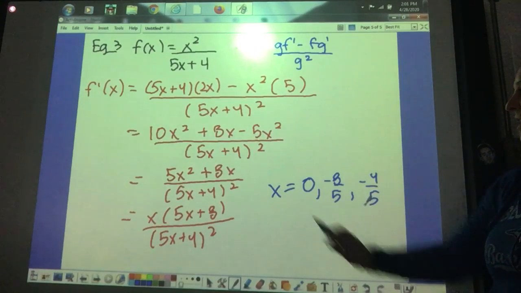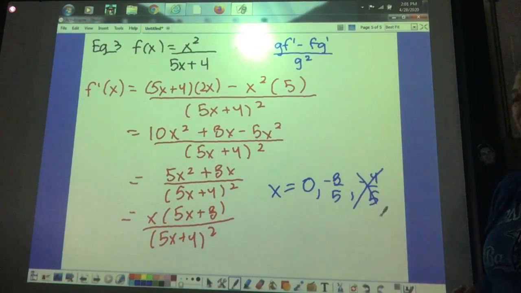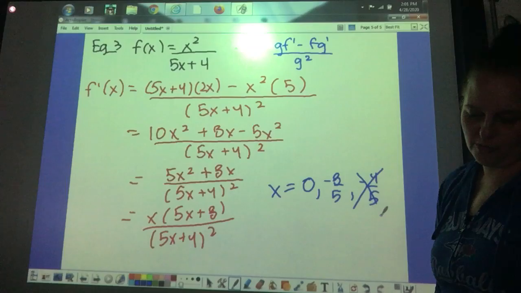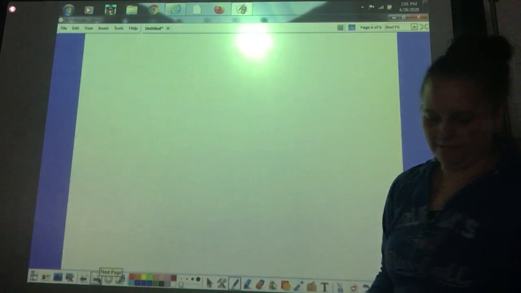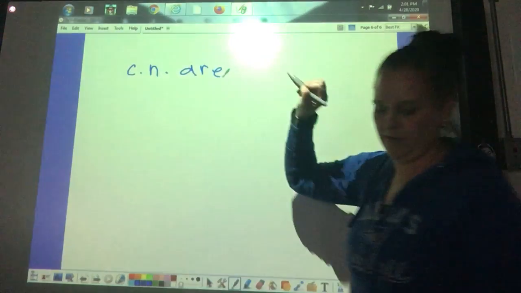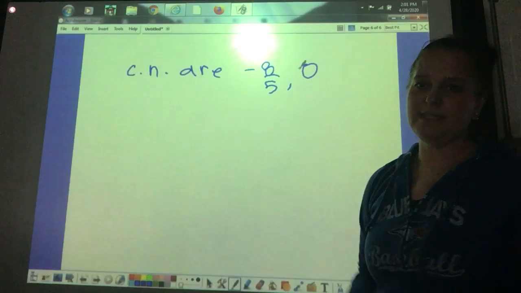But if you look, which one of these does not work? Correct, that one. You cannot divide by 0, so that is not defined. So even though you get three values, you technically only have two critical numbers. So I'll just go to the next screen. I ran out of room. The critical numbers, there's only two of them. The critical numbers are minus 8 over 5 and 0.